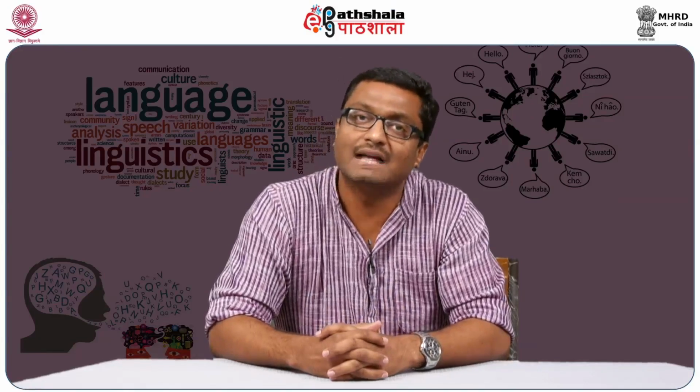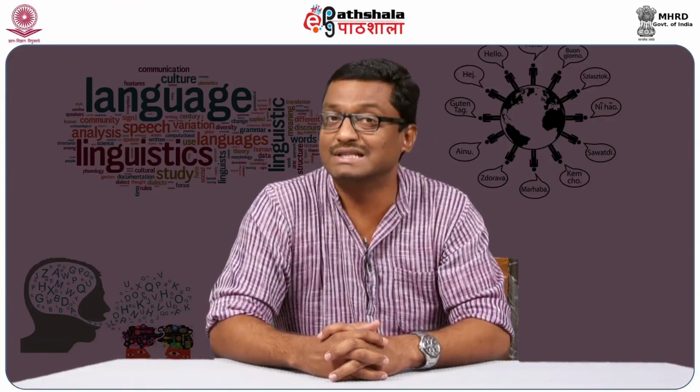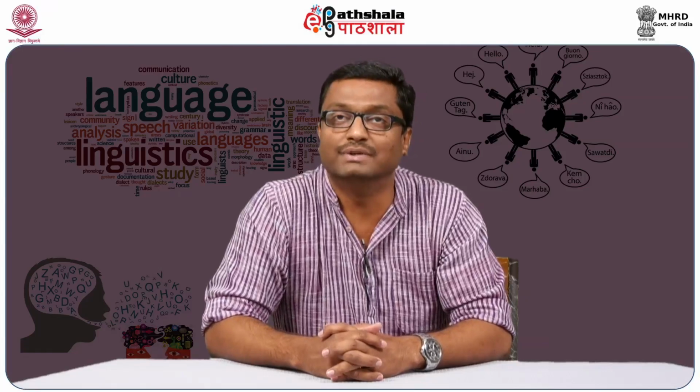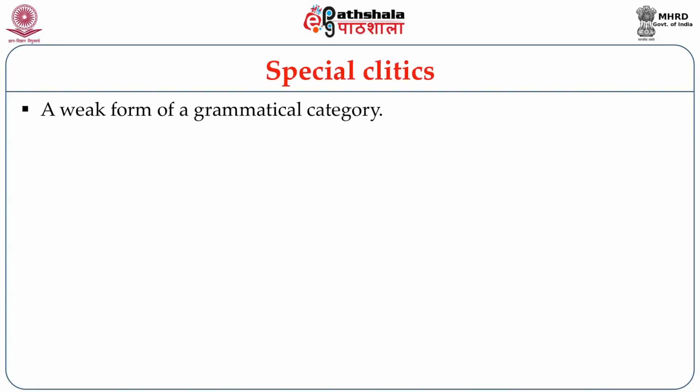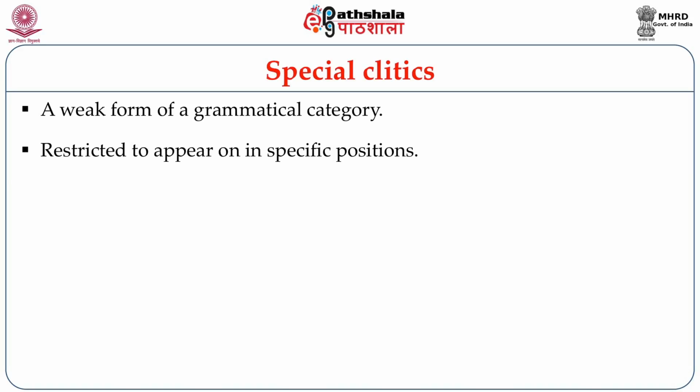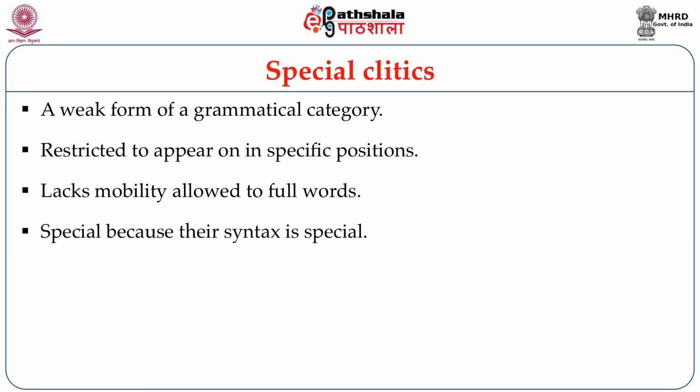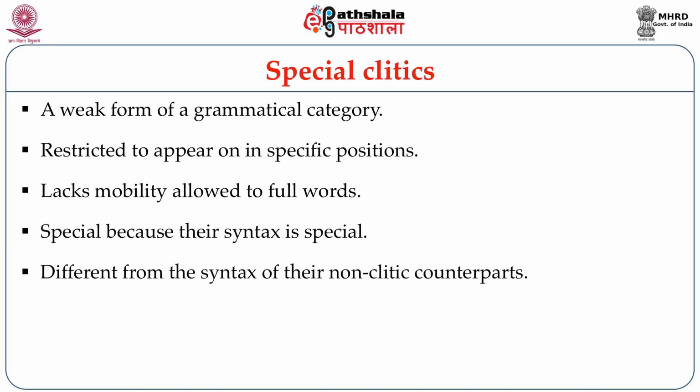Let's move to the other type, which is the morphosyntactically defined type, that of the special clitics. Special clitics are considered weak forms of a grammatical category. They are very often restricted to appear in specific positions. They are different from full words because they lack the mobility to appear in different places in a syntactic structure. But they may also be different in terms of their syntax from their non-clitic counterparts.